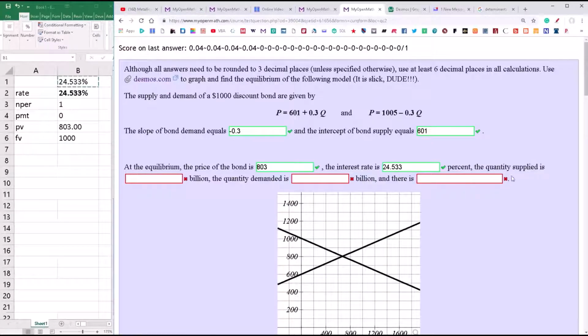Now we need to know the quantity supplied. Well, what I can do is I can solve this like I did before.